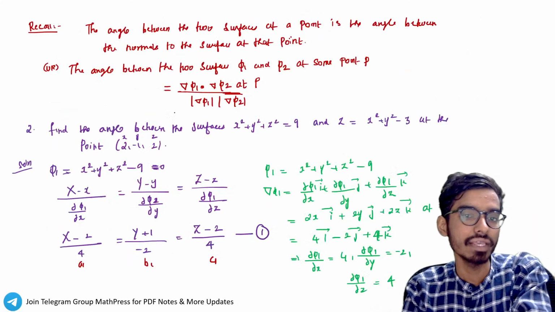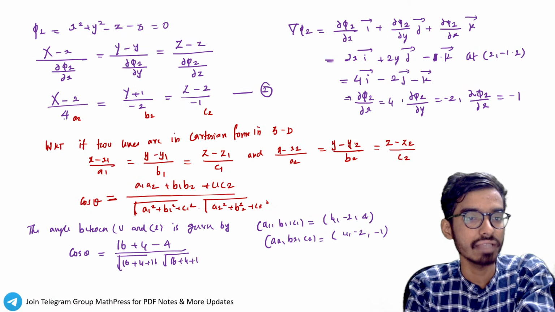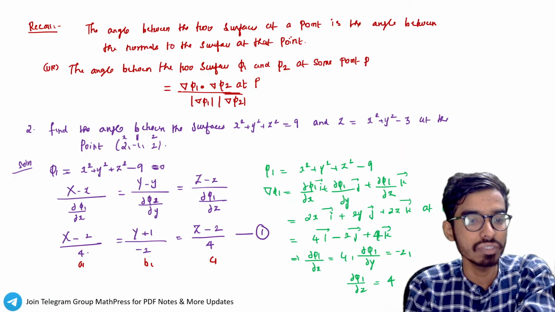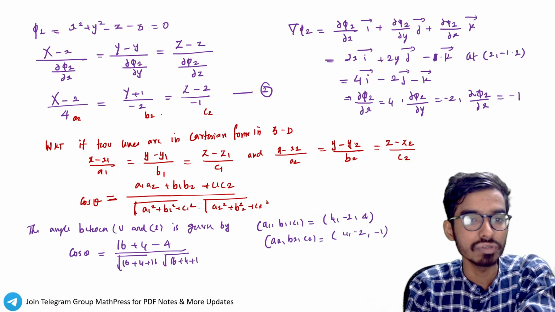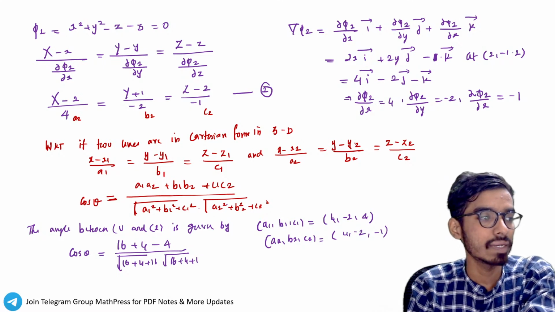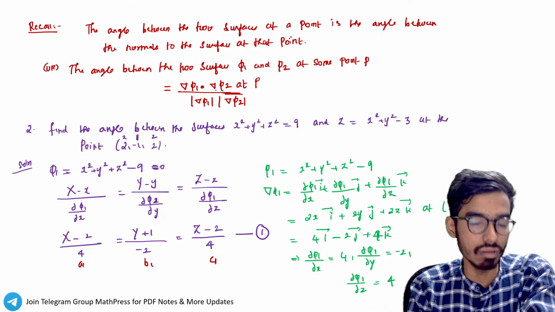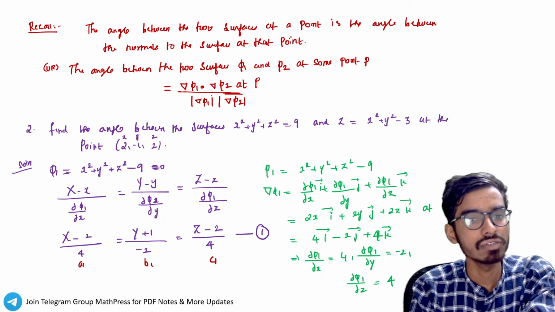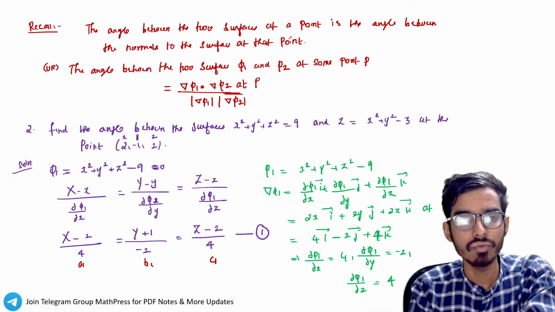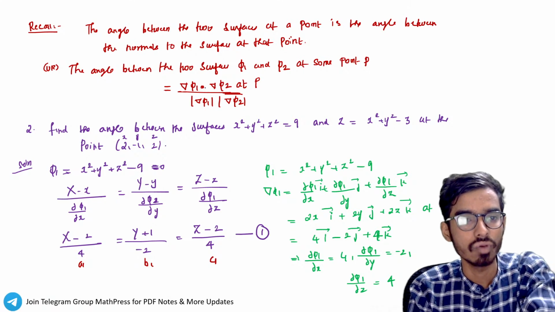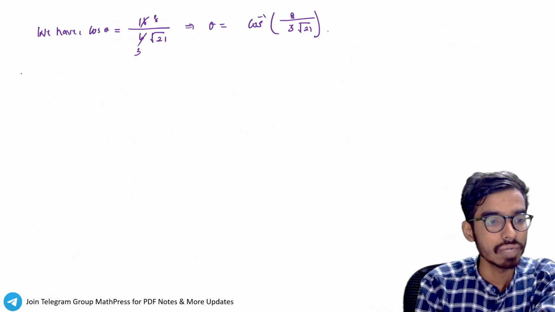Very simple. You find the equation of the normal to the two surfaces and just find a1 b1 c1 and a2 b2 c2. So a1 b1 c1 is these three, a2 b2 c2 is these three, and you apply the formula here and you can find the angle between the two surfaces. Or you can also use this formula: del phi1 dot del phi2 at this point divided by modulus of del phi1 into modulus of del phi2. If you use this formula, you don't need to find the normals. Okay, so we move on to the third problem.